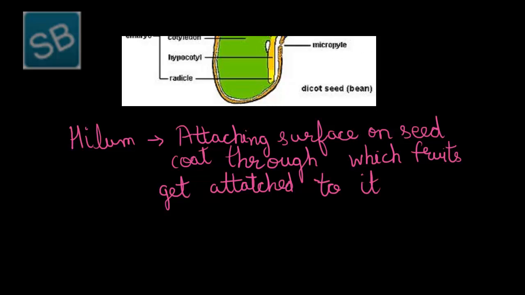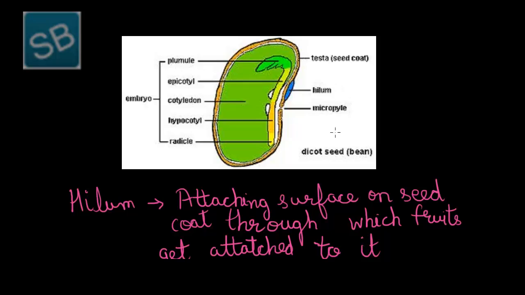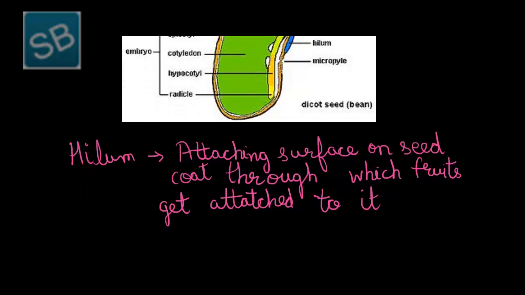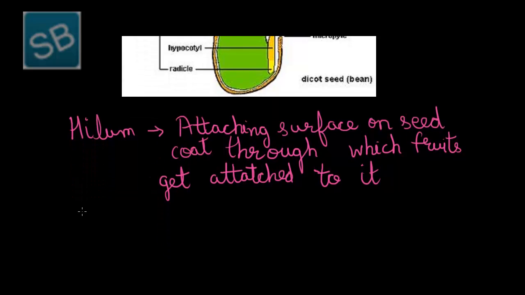Above the hilum, there is a structure or a small opening known as micropyle. Micropyle is the structure that helps in the process of reproduction of the plant.